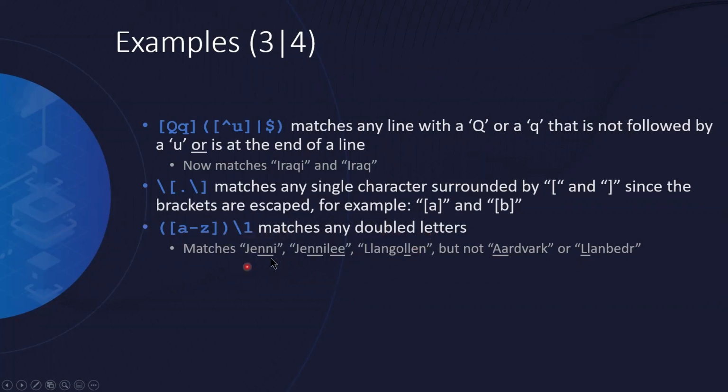So that would match Jenny, because it's got two N's, Jenny Lee, because it's got two N's and two E's, Llangollen, because it's got two lowercase L's there, but not there. It wouldn't match Aardvark, because an uppercase and a lowercase a appears, and it wouldn't match Llanbedr, which has an uppercase and a lowercase L. Because it says here, I'm looking for lowercase.